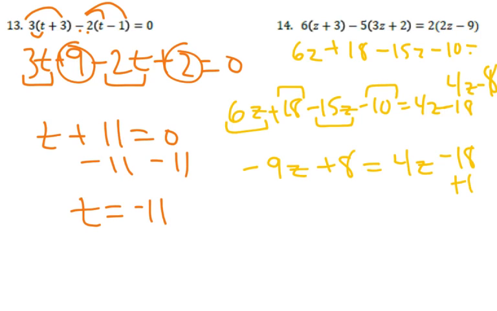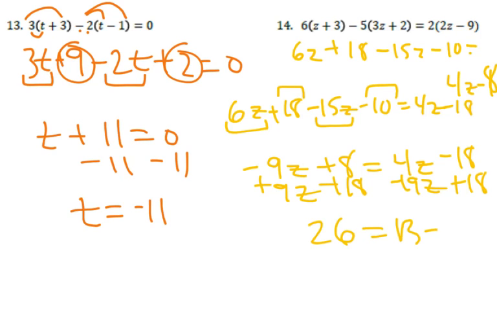So I would add 18. That would give me 26. Add 9z. That would give me 13z. Divide by 13, and we get 2 equals z.